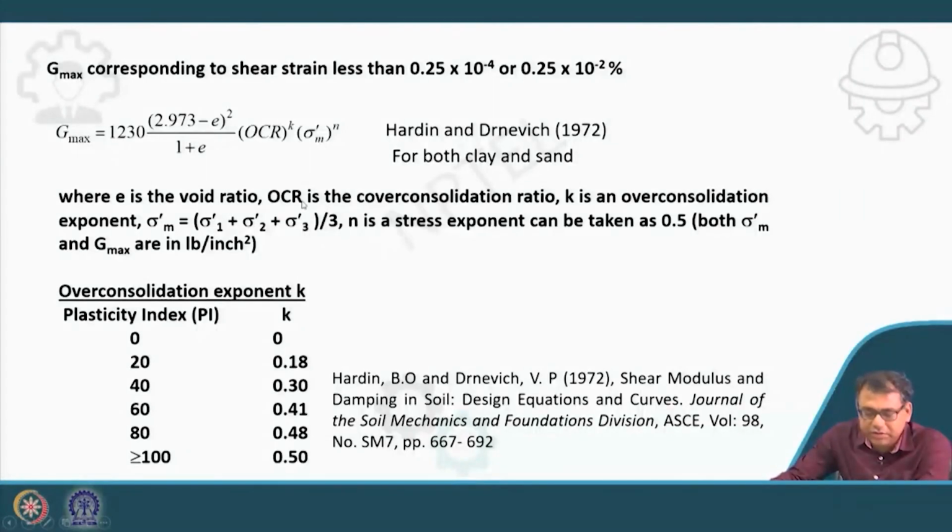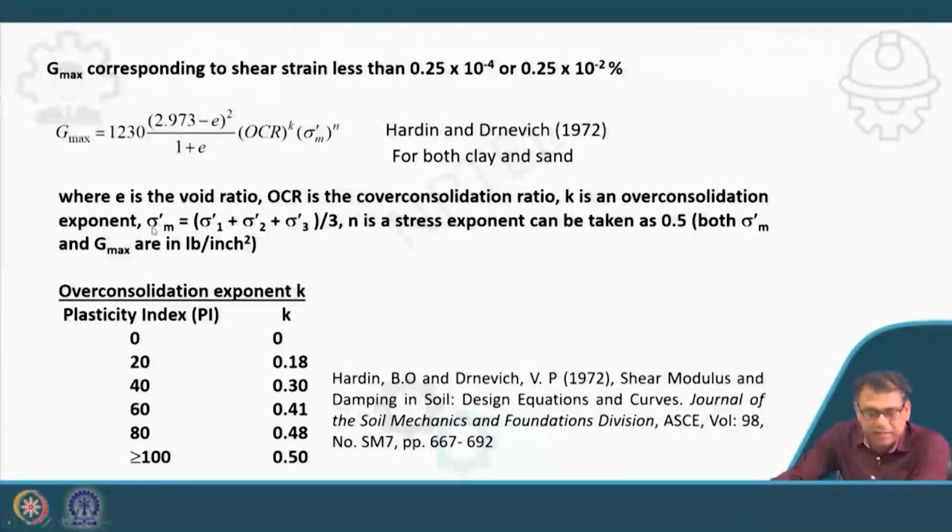Here e is the void ratio, OCR is the over consolidation ratio. K is an over consolidation exponent, and that K value I will get from this table. That K value is a function of plasticity index PI. If PI is 0, K value is 0. If PI is 40, K value is 0.3. If PI is 80, K value is 0.48, and if it is greater than 100, it is 0.5.